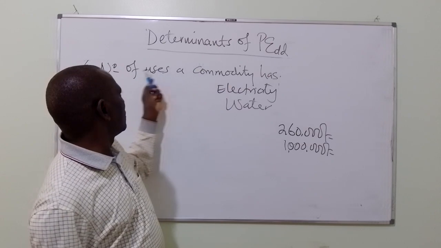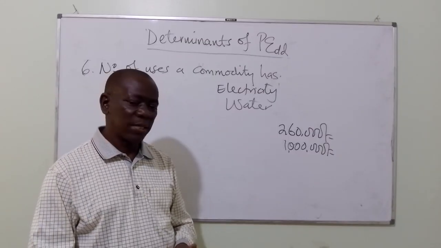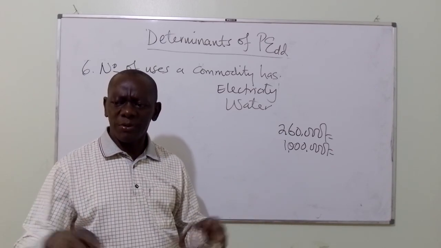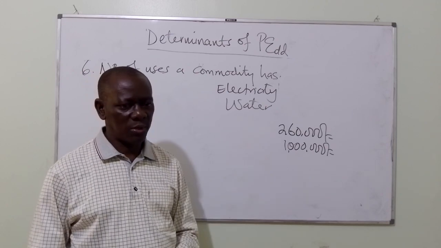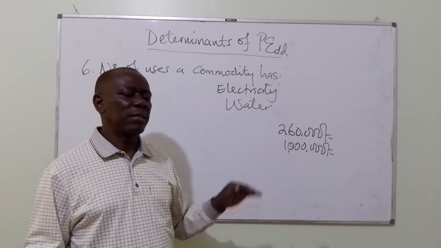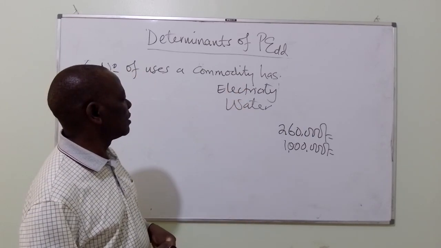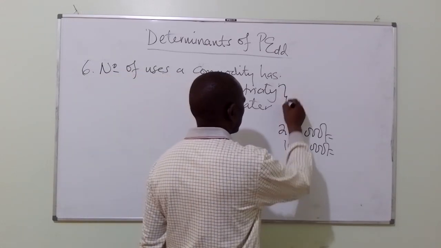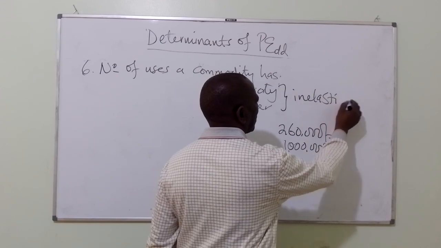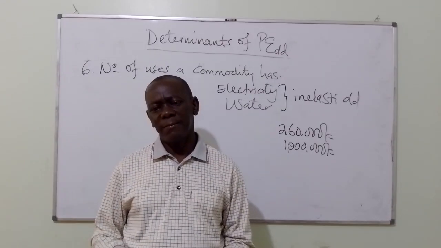Why? Because of the number of uses electricity is going to provide. Once it is at home, you'll be able to use a lot of things, a lot of machines, a lot of services with that electricity. So the change in the price has very little impact on the change in demand. That's why electricity has inelastic demand. The price elasticity of demand is inelastic.